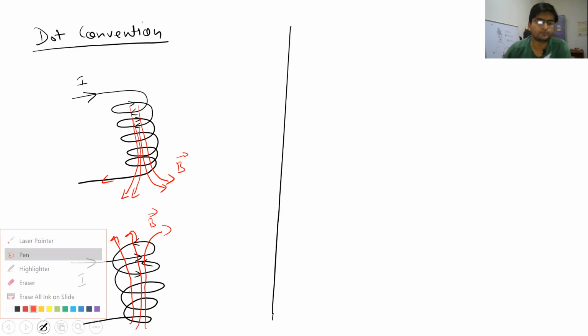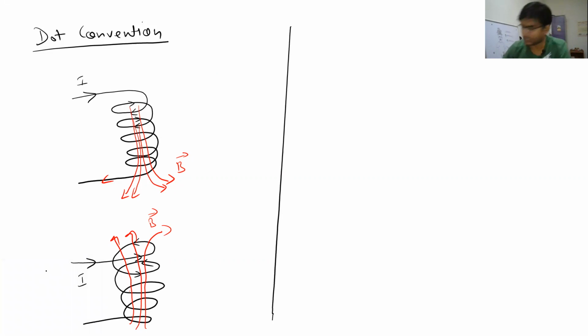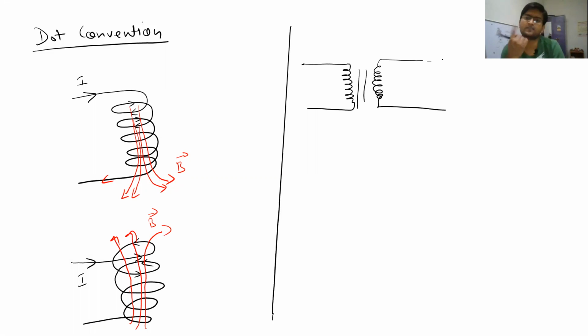So let us make a few circuits to understand how we will solve our questions using dot convention. So suppose a winding is given. In the questions, generally you will not be able to see by which method, either clockwise or anti-clockwise, the winding is done. So dot convention is used. So suppose there is a dot here and there is a dot here, and the self inductance of this coil is L1 and this is L2.